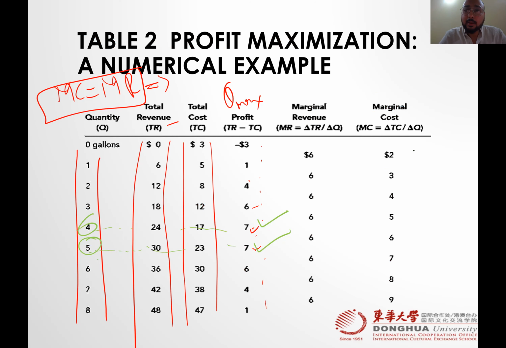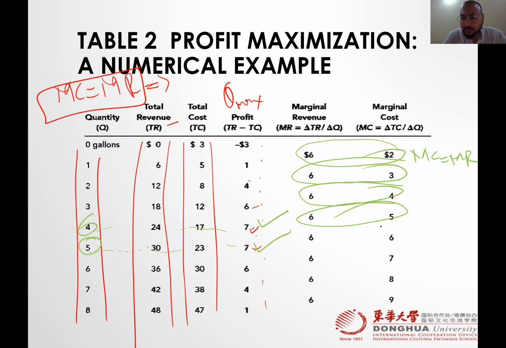Economists say that MC is equal to MR. So you see MC is equal to MR here, any condition? Yeah, we find it here, right? MC is equal to MR.